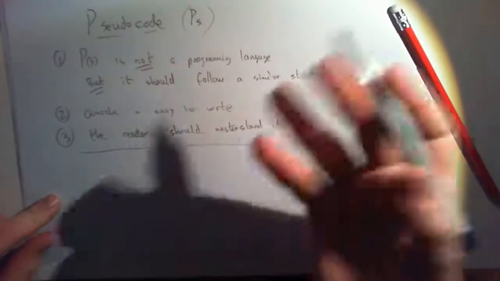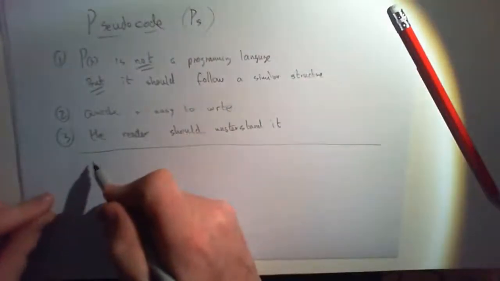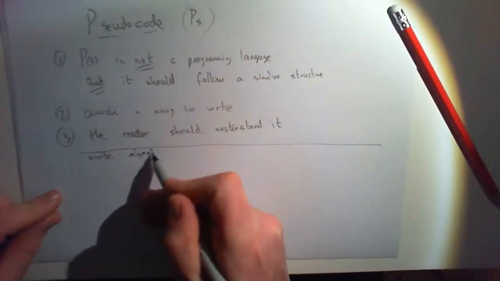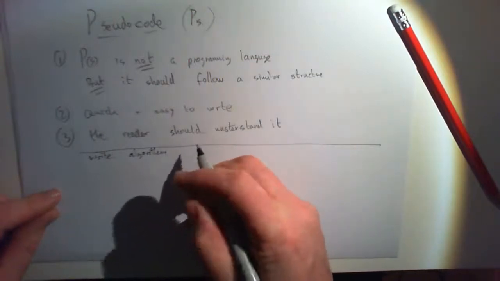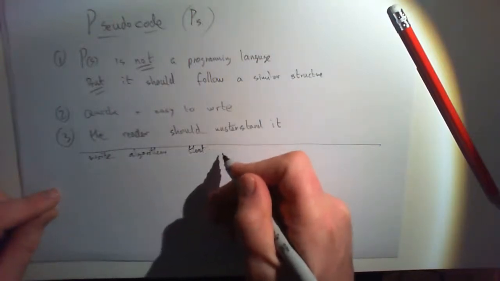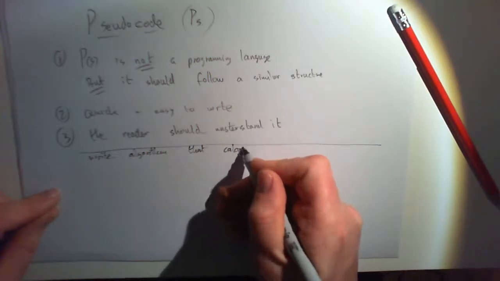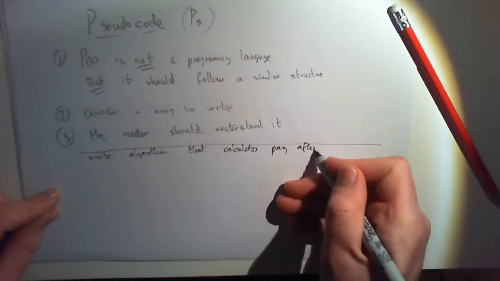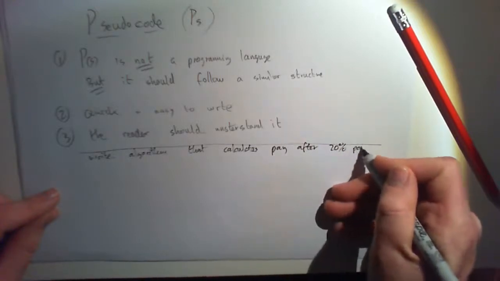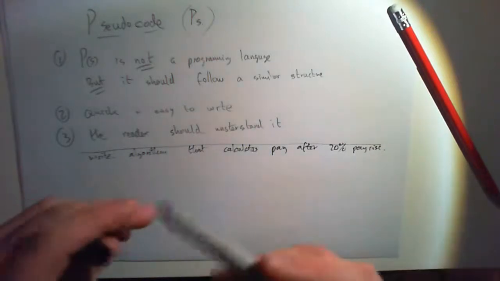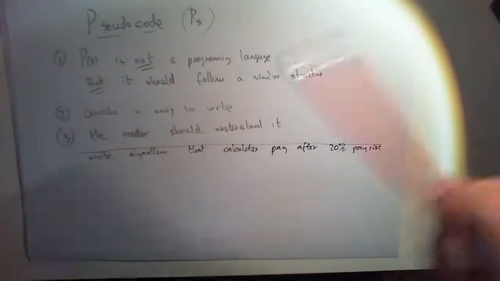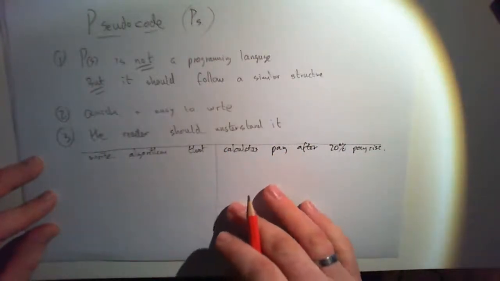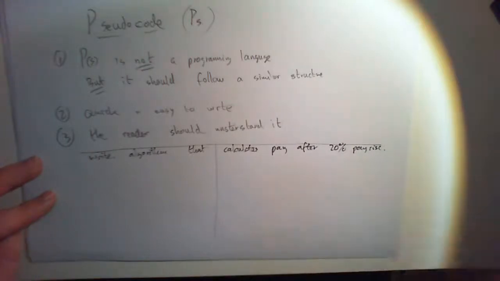So let's have a scenario. Let's say I want to write an algorithm that calculates your pay after a 20% pay rise. You could do this in maths in about 10 seconds, but let's do it two different ways. Let's do a very simple way and then a more formalized pseudocode way.